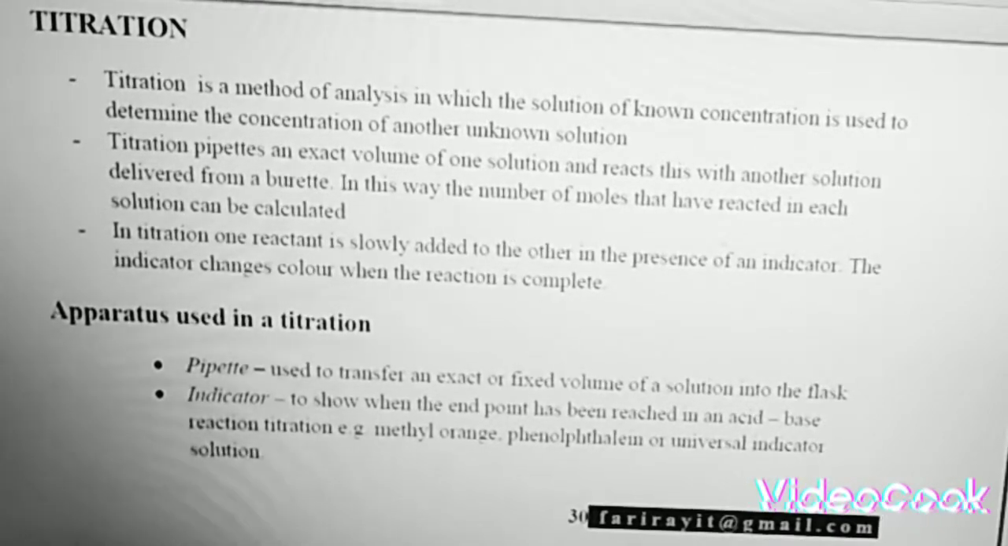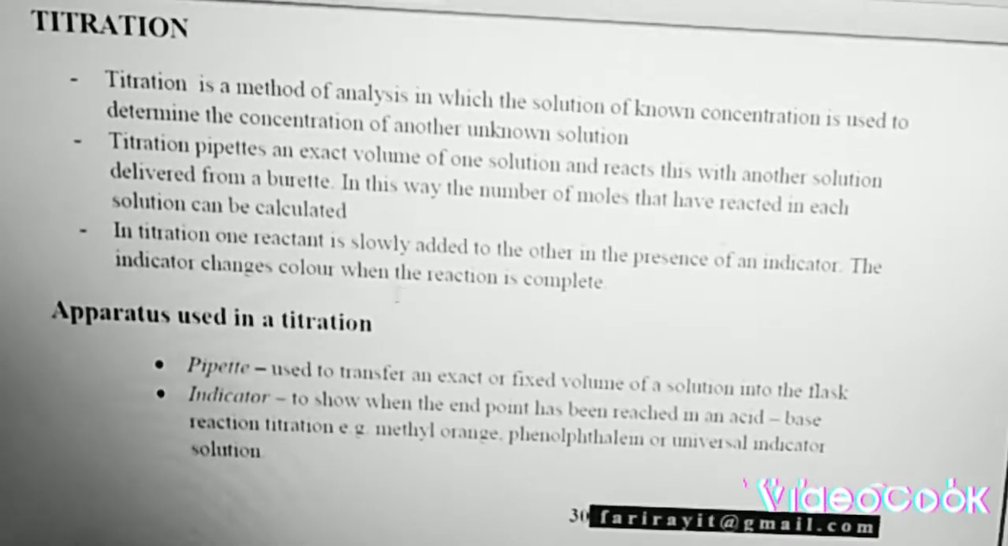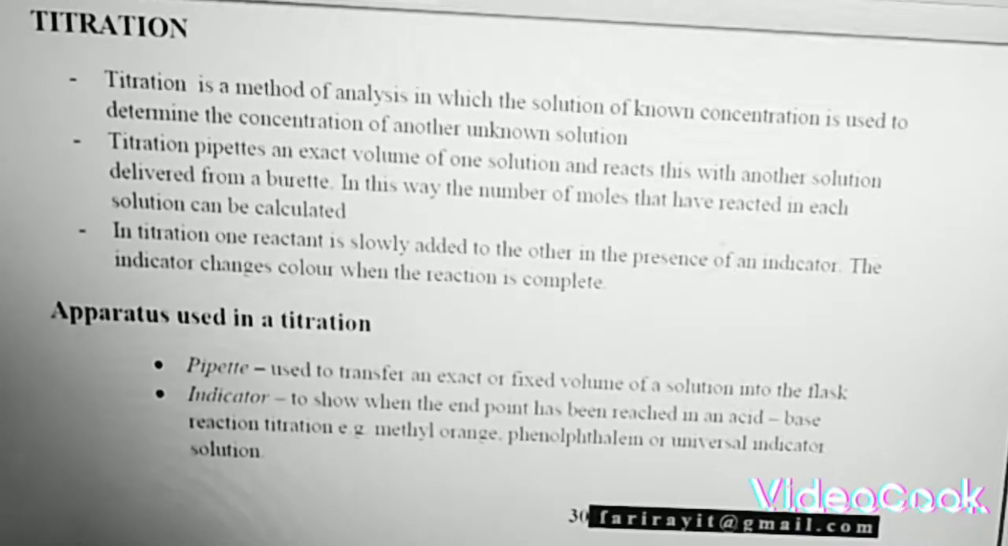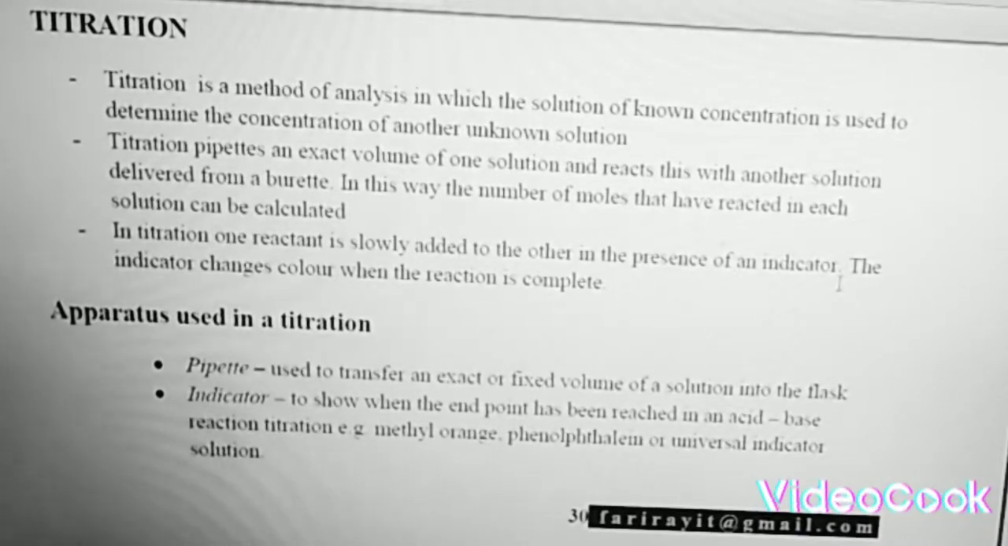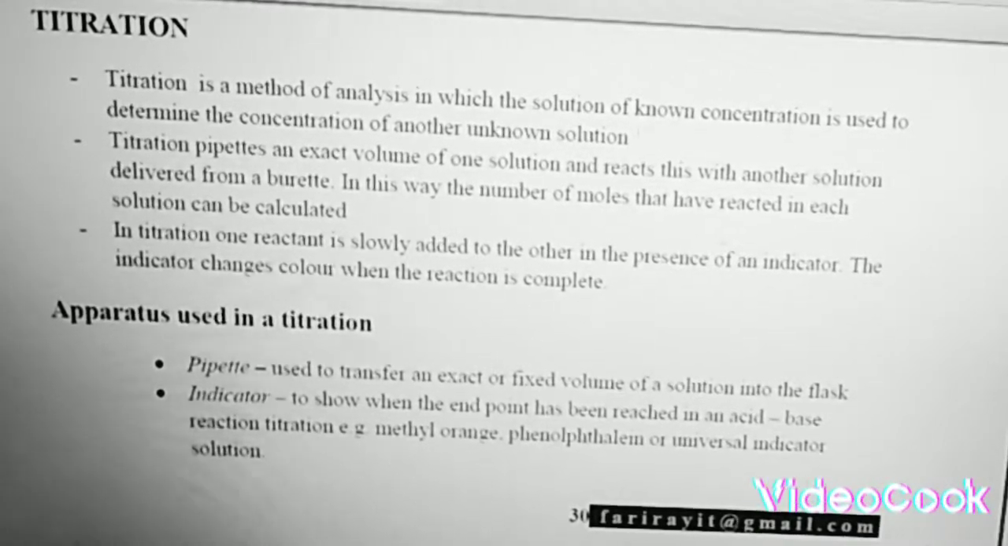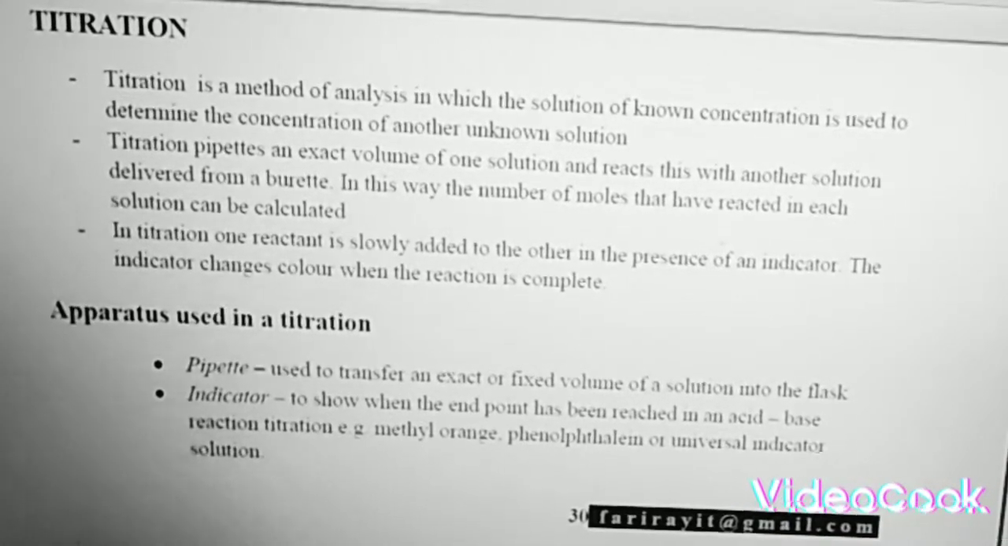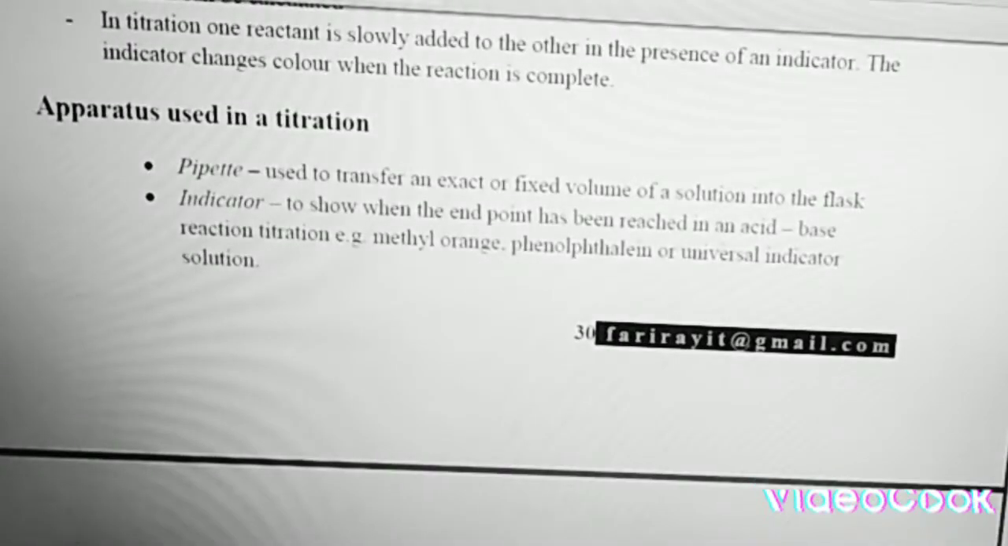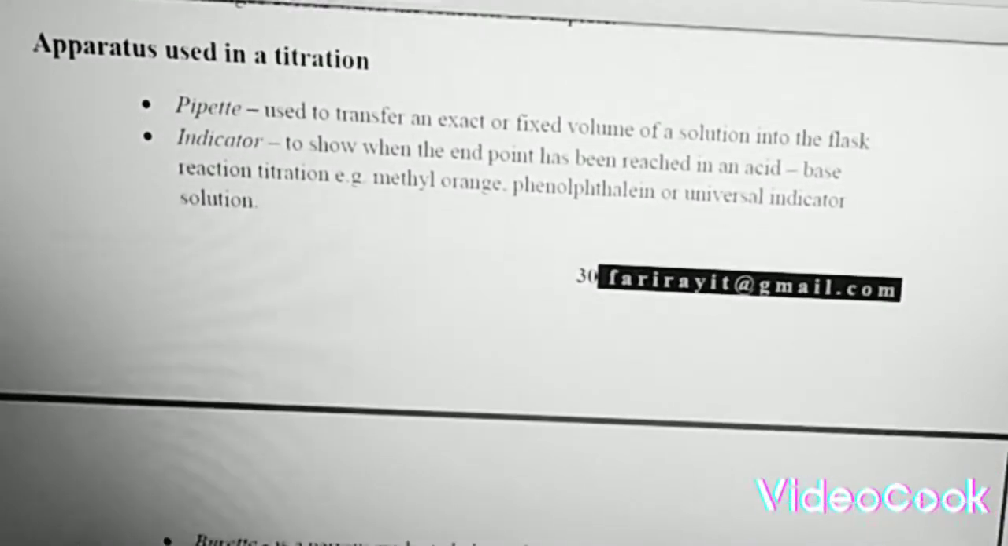using titration. So in titration, one reactant is slowly added to the other in the presence of an indicator. We slowly add the other, and we'll be adding it using the burette, right? So the indicator changes color when the reaction is complete. A change of color is a sign that the reaction is complete, and we're just going to have a look at the apparatus and you see how it works, right?